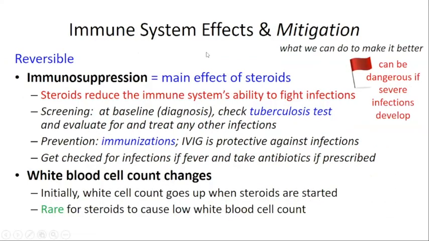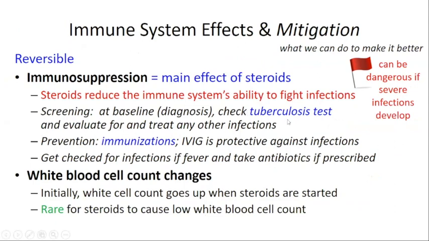So the most important effect of steroids is that they suppress the immune system. So remember that they reduce the immune system's ability to fight infections, and that can be dangerous if there are severe infections that happen. In all of the upcoming slides, I'm going to talk about mitigation, or the way that we make steroid side effects better, and those are always going to be in italics.